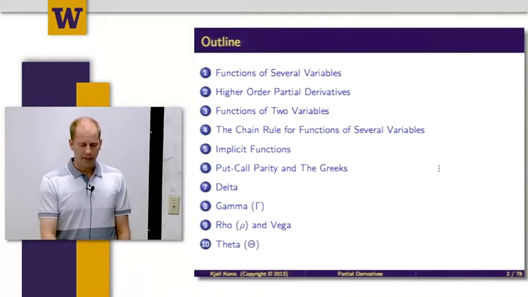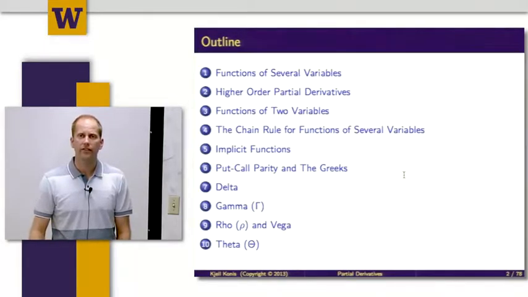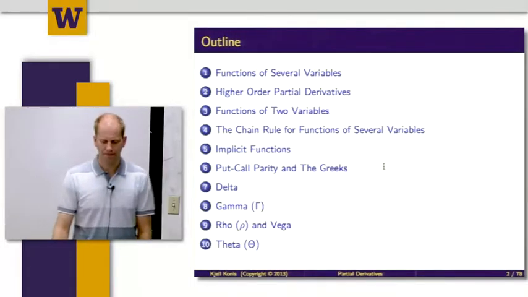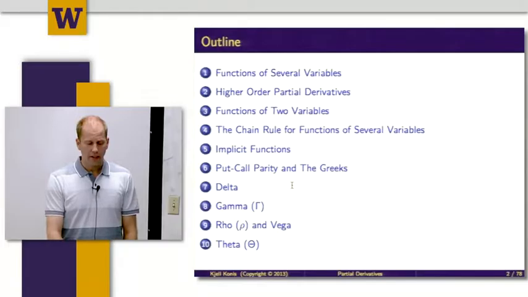In the second half of this week's topics, I'll start talking about the Greeks. And so the Greeks, recall, are the partial derivatives of the Black-Scholes pricing formula. And I'll start off just by introducing what the Greeks are and also a notion called put-call parity. And then I'll talk about the 5 Greeks. So we have delta, which is the derivative with respect to the asset price, gamma, which is the second derivative with respect to the asset price, then rho, vega, and theta.